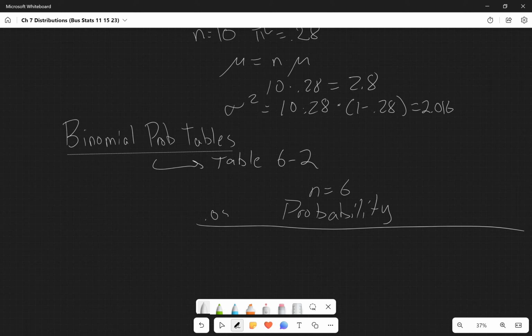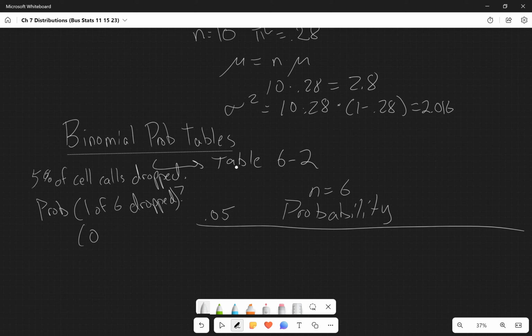For our particular example, or no, sorry, we have a new example that's about cell phones. We are told that in the Southwest, 5% of all cell phone calls are dropped. And then we're asked, what's the probability that 1 out of 6 random calls are dropped? And we're also asked the probability of 0 out of 6, exactly 2, exactly 4, and so forth. So we can use some shortcuts here.